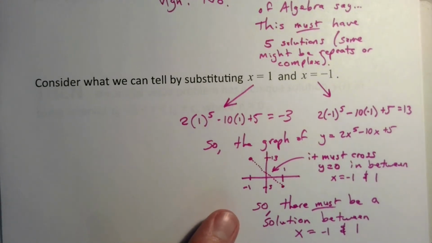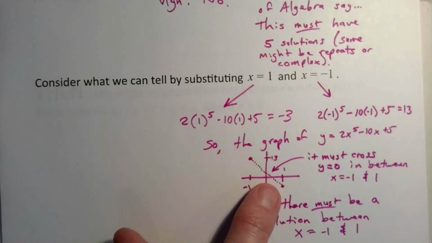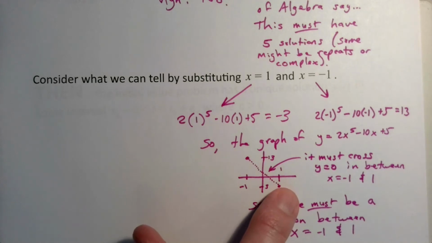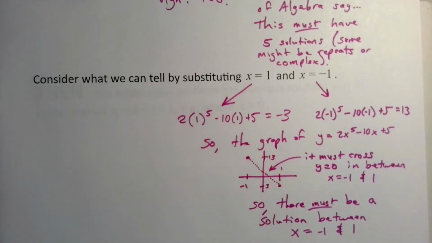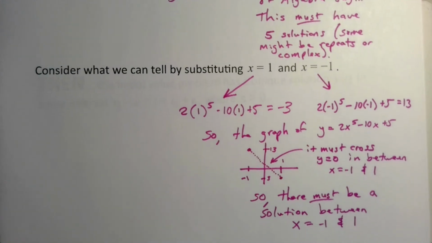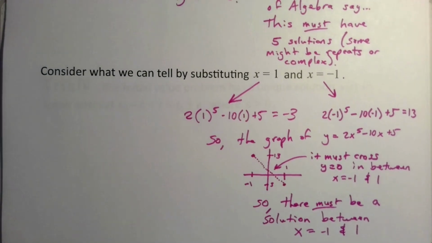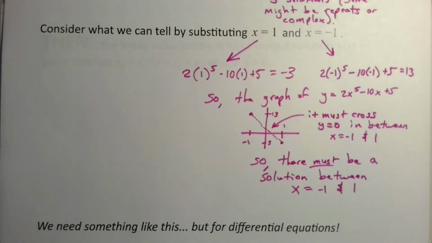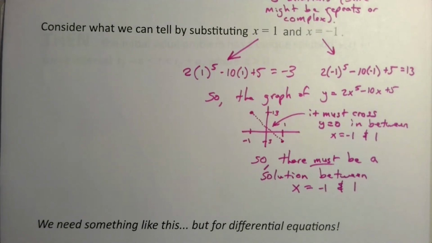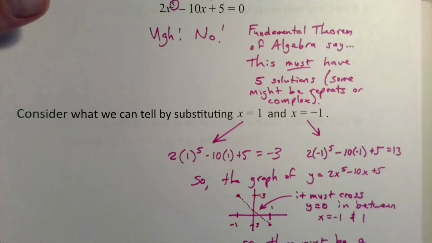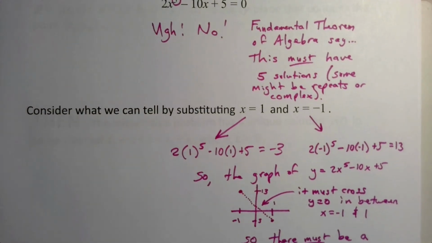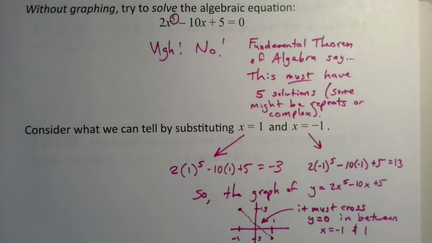We can create an argument and say there must exist a solution between here and here. I don't know what it is, but I know it's some value of x between -1 and +1. So what we need at the bottom of this page here is some kind of a similar situation, but for differential equations. And that's where the existence and uniqueness theorem comes into play. So we're going to take a look at the next page and see how that works.